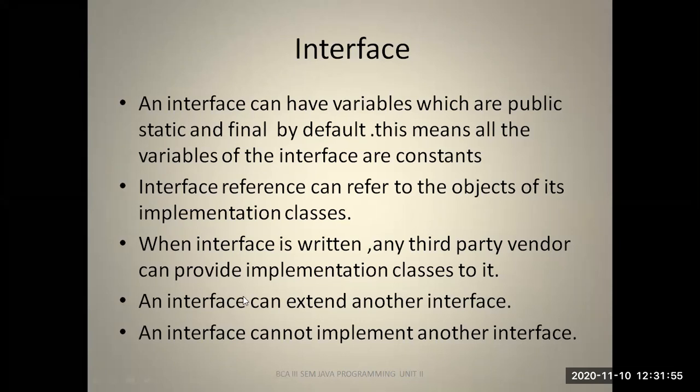And one more thing: an interface can extend another interface. Interface is also looking like a class. So an interface can extend another interface. But the next point says that an interface cannot implement another interface. Interface to interface implementation is not possible. Interface to interface extension is possible because implementation classes will look after the methods which are part of those interfaces.